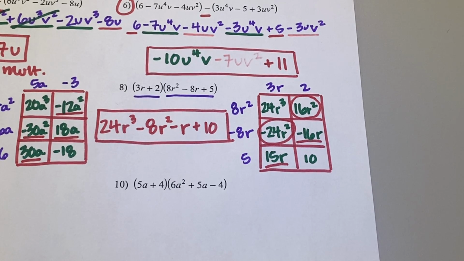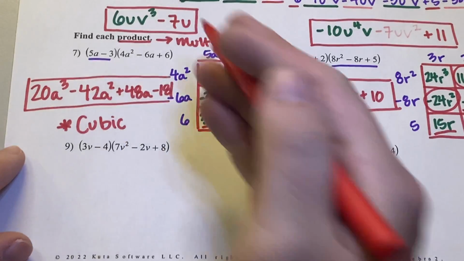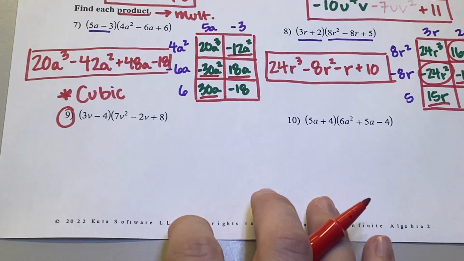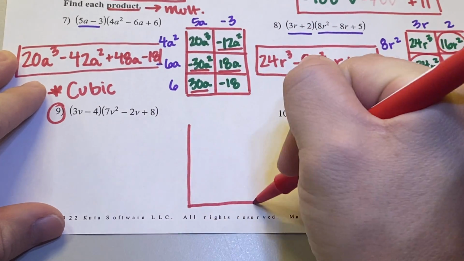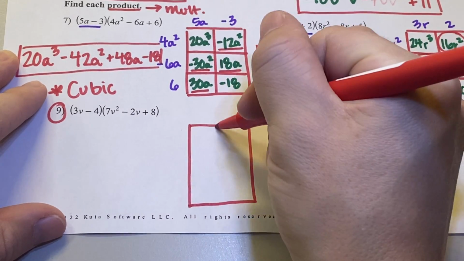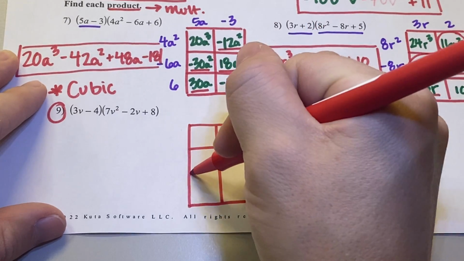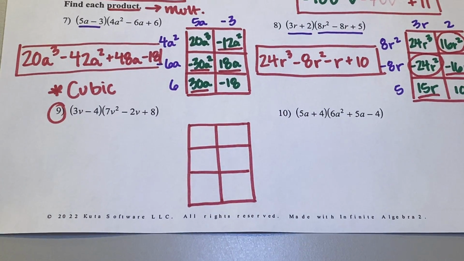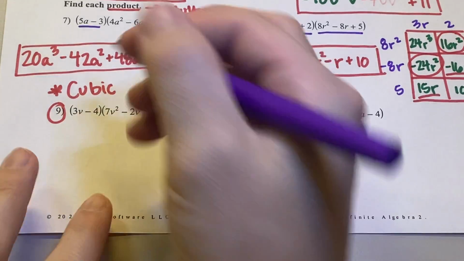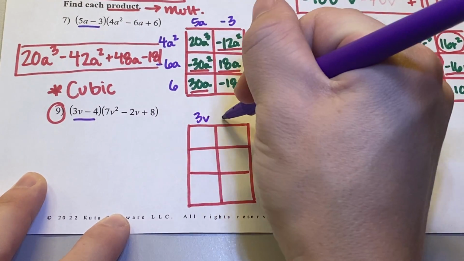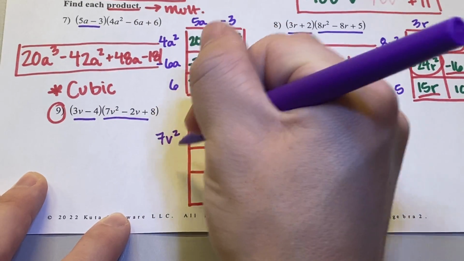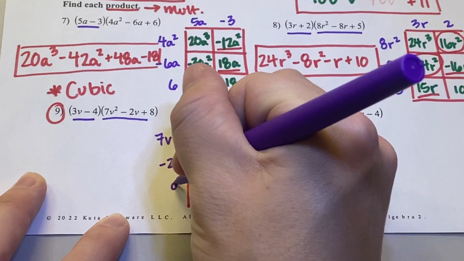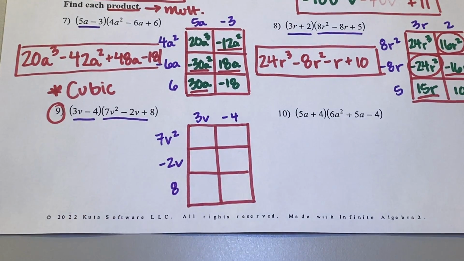You want to try one on your own and then we'll do the last one together? Think you could do the one on your own? I know you can. Okay, try number 9 on your own. Give yourself a box. In fact, I'll start you on your box so you know what it looks like. Split it in half. Then 6 total boxes. Have your binomial on top, 3v negative 4. Trinomial down the side, 7v squared minus 2v positive 8. Okay, your box is started.